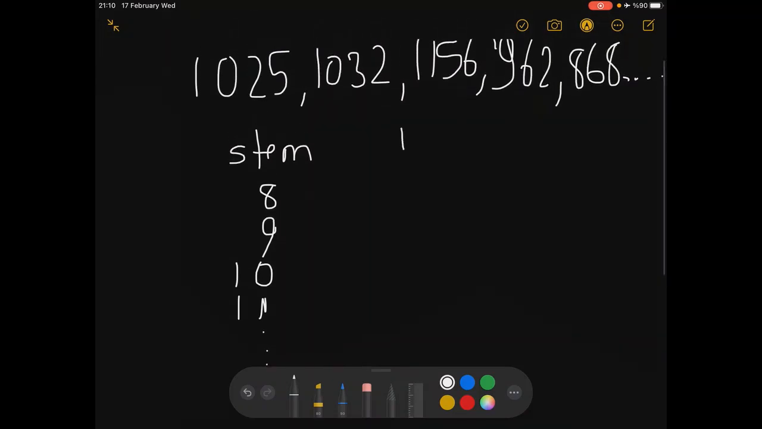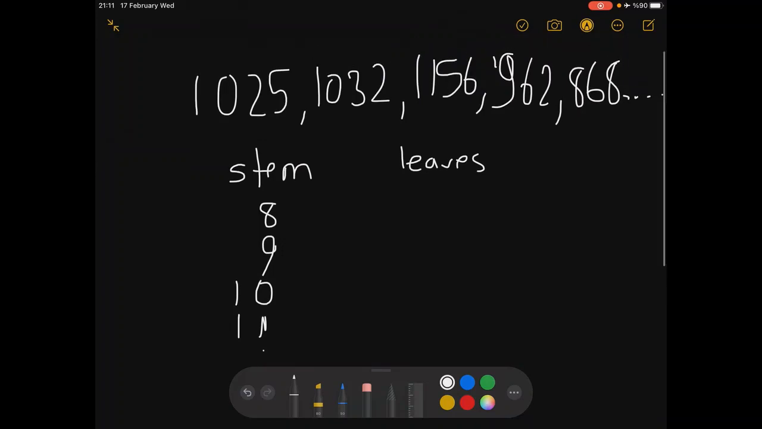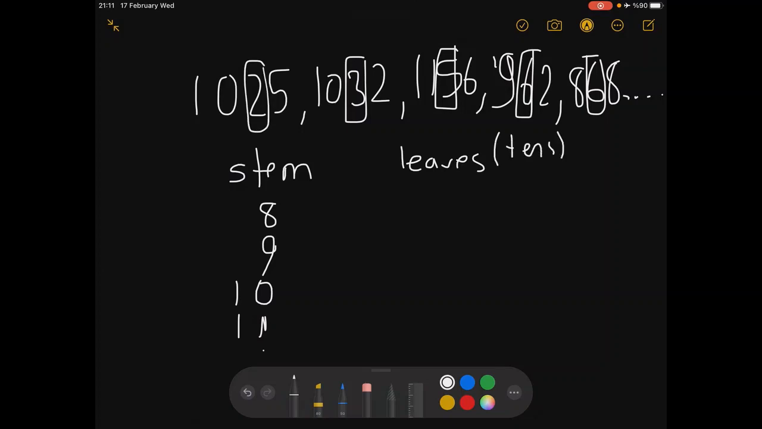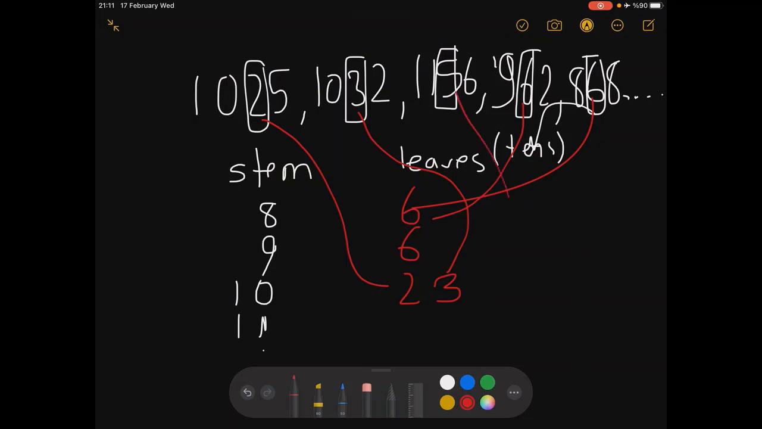And you write the leaves here. These will become your leaves, and its sensitivity is in tens. You need to write this as well, how sensitive it is. It is a tens digit. And you write the leaves like this. Oops, I'm sorry, not this one, of course. You will have here 6, and 6 again, and for 10 you will have 2 and 3 here, and then for 11 you will have 5, right? This is how we build the stem and leaf table here.